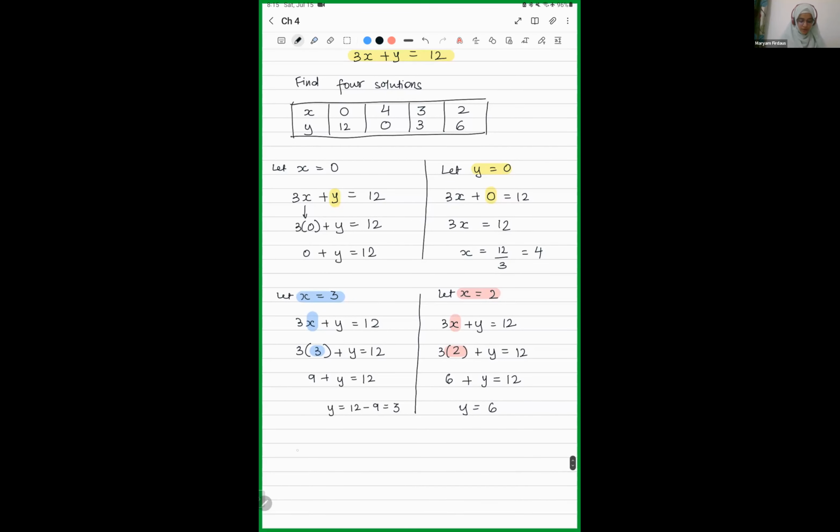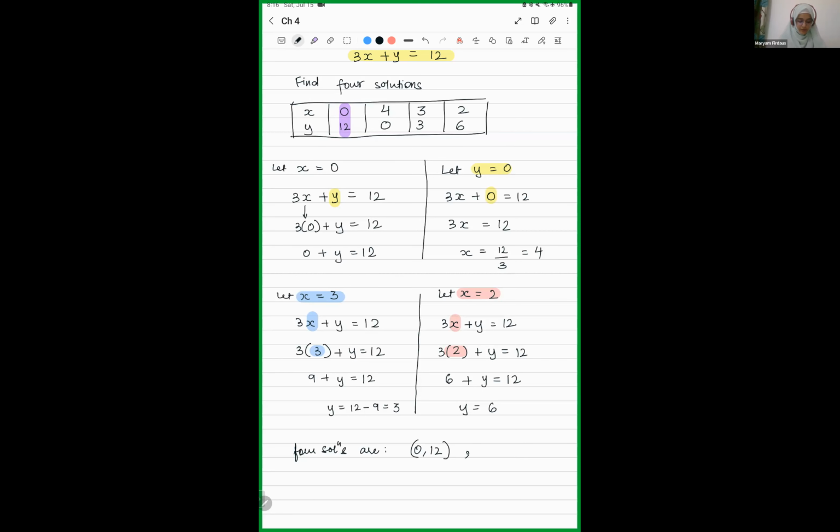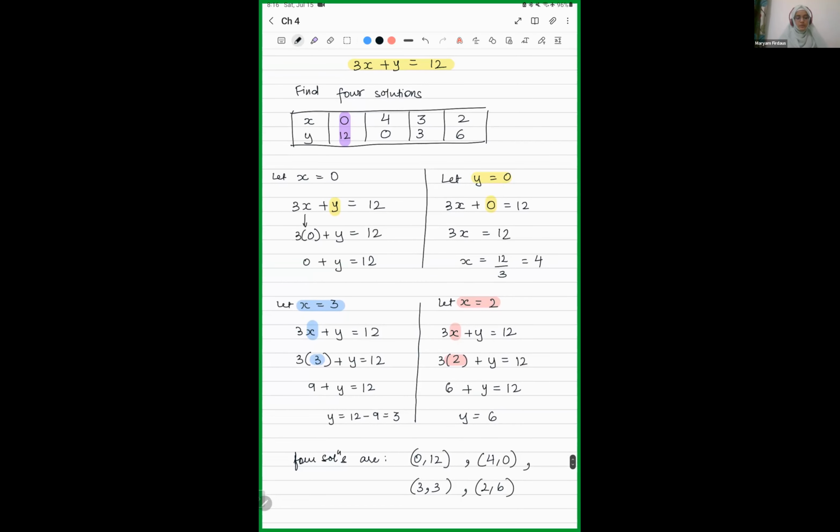Okay. So now let's write the solutions. What are those 4 solutions? The first one is x 0, y is 12, so (0, 12). The second is (4, 0). The other is (3, 3) and (2, 6). Okay. Please note this all down.